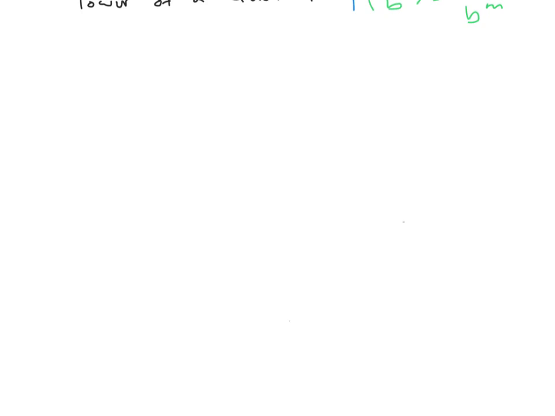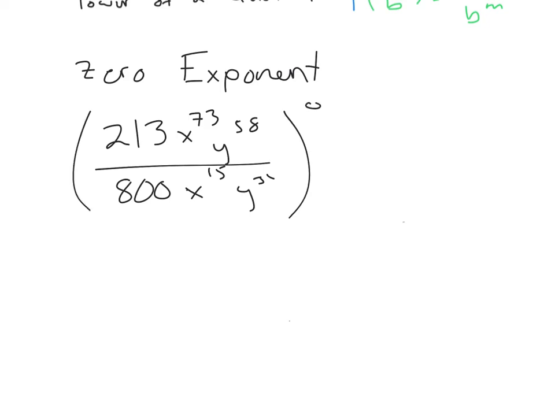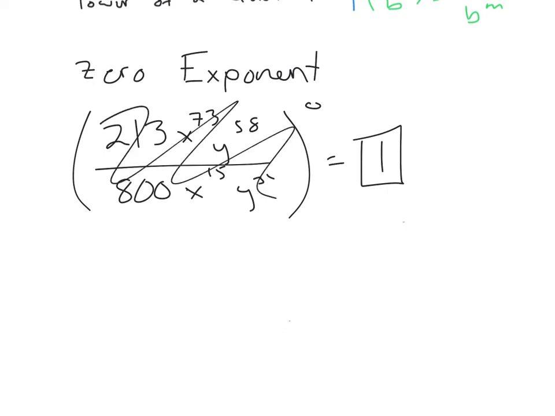Alrighty, so the next one on the agenda is the zero exponent one, sorry. So say I gave you something like this, 213 x to the 73, y to the 58, and then I have 800 x to the 15, y to the 32, and then 0 power. So looking at this right here, this can look very intimidating, but guys, this is actually really easy. This is all equal to just 1. Because anything raised to the 0 power, it doesn't matter what's up in here, it's all going to go to 1 because of that 0. So it doesn't matter what it is. You could have just 213 to the 0 power, and that's still 1. So just keep that in mind, okay?